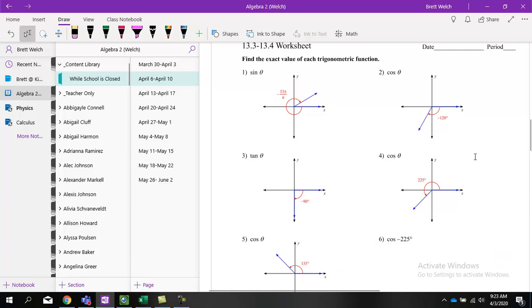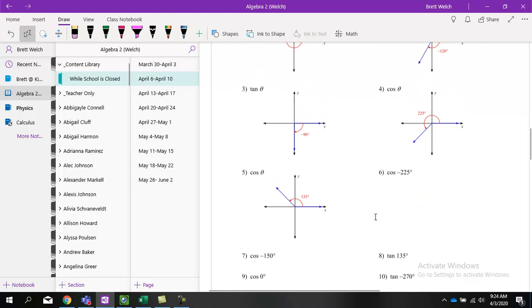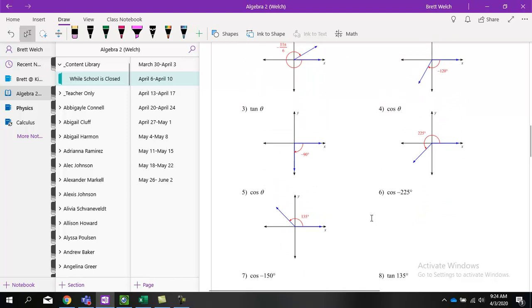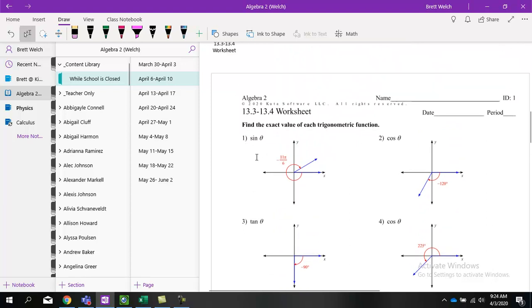Okay, so now we're back to the actual solving of some of these problems. Let's take a look at question number 1. Well, not number 1. Maybe I need to do number 1. Yeah, we'll do number 1, just so you guys are comfortable with this idea.